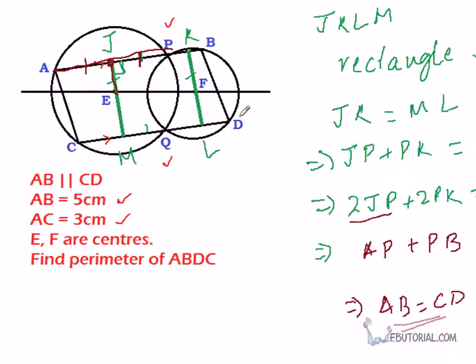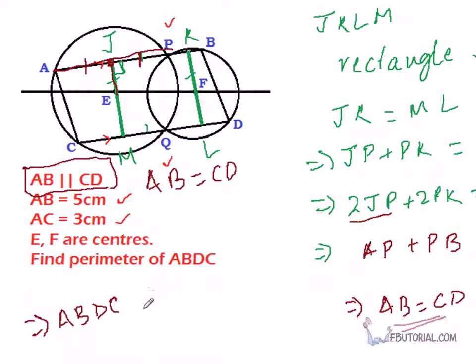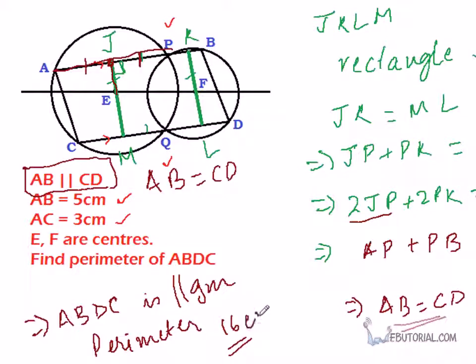Now we have a quadrilateral with AB parallel to CD and AB equal to CD. This means ABDC is a parallelogram. Thus the perimeter is simple, it is just 16. So this is easy, right?